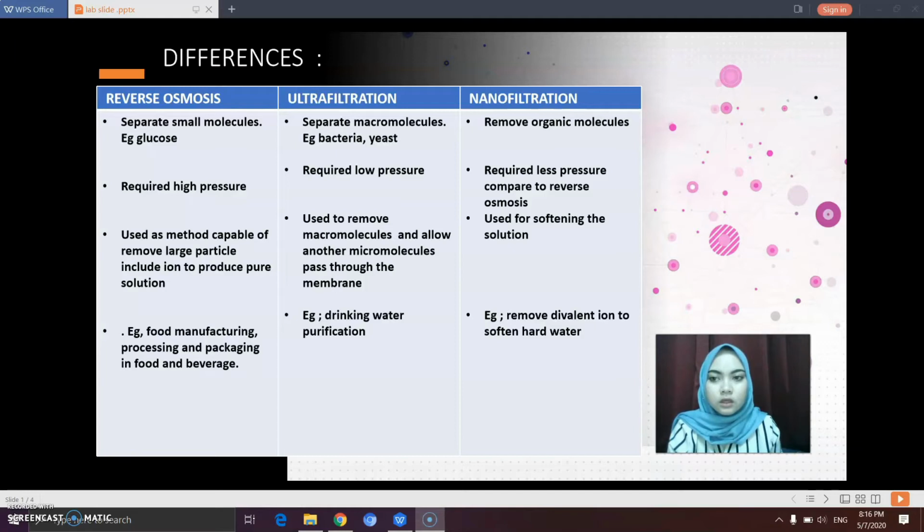For example, reverse osmosis is used in food manufacturing, processing, and packaging in the food and beverage industry. The second one, ultrafiltration, requires low pressure and is used to remove macromolecules and allow other micromolecules to pass through the membrane. For example, drinking water purification. And the last one is nanofiltration. It requires less pressure compared to reverse osmosis and is used for softening solutions. For example, it can be used to remove divalent ions to soften hard water.